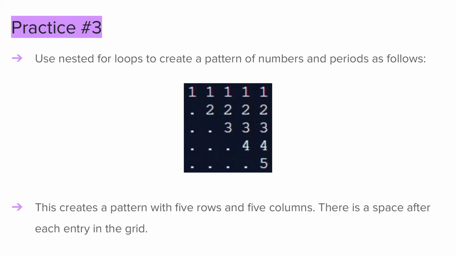Alright, so this next one has a similar structure to practice 2. We are asked to use nested for loops to create a pattern of numbers and periods. We are told that there is a space after each entry in the grid, so every number or period we print will have a space after it. Pause the video now and write your code. If you're stuck, look back at the previous exercise and its use of 2 for loops inside the outer loop.